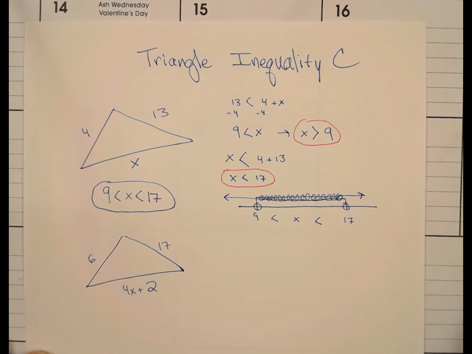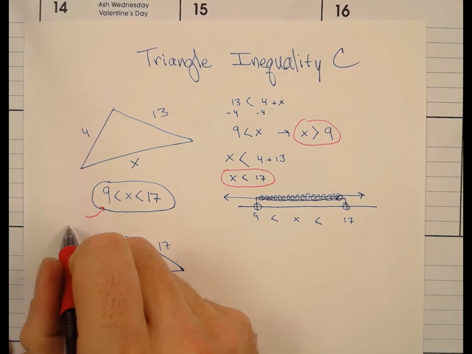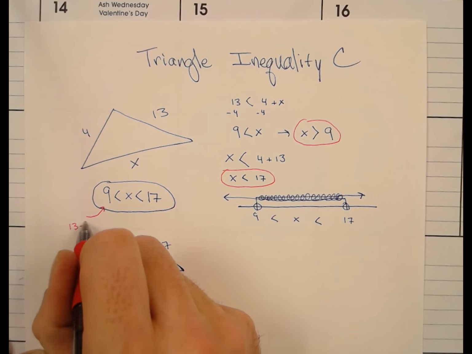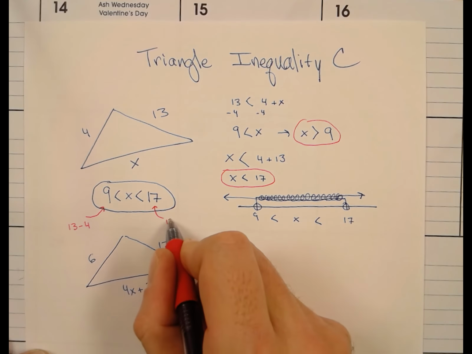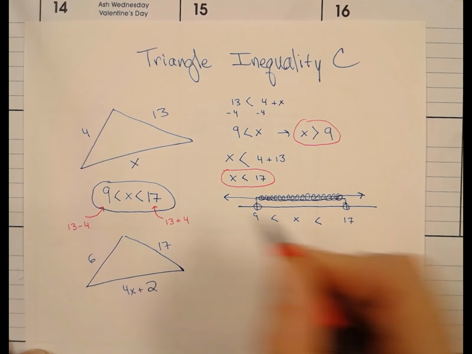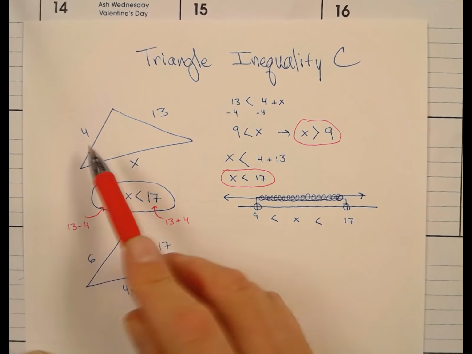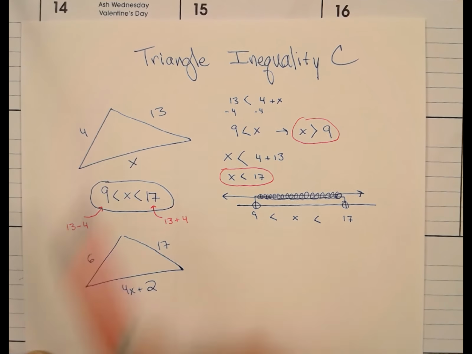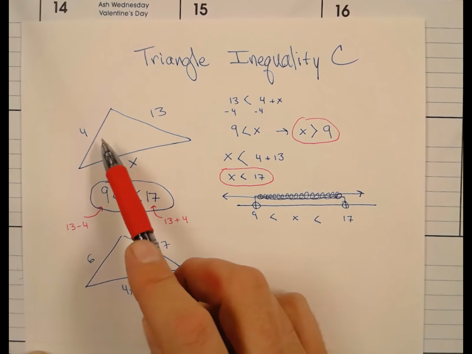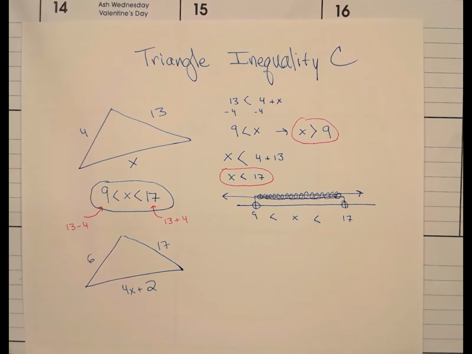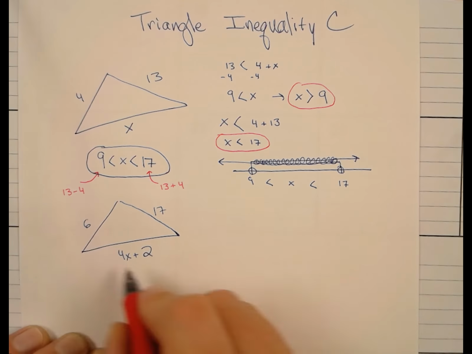Now you may notice something. The number 9, that comes from taking 13 minus 4, and the number 17, that we get by taking 13 plus 4. So the low end of this range of x values is the difference, or the answer from subtraction problem, of those two sides. And the high end of the range is the sum of adding those other two sides together. Let's take a look at this next example, and let's generalize here a little bit as well.